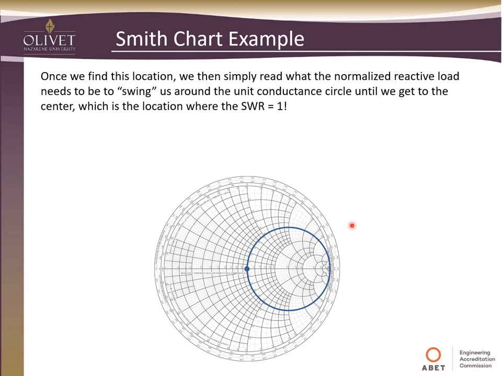So once we find this location, how to get us on that circle, we then simply read what the normalized reactive load needs to be to swing us around this circle wherever we are on it until we get to the center. And once we get to the center, we're at the location where the standing wave ratio is equal to 1. We can actually shift it two different ways. Once I arrive on this circle at any point, I can add a load that would take me counterclockwise around, or the same way, I can add a load that'll take me clockwise around. That results in whether I'm adding a negative or a positive imaginary admittance.